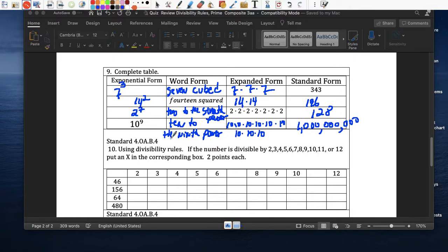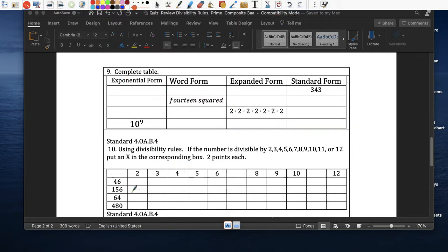Bottom one, again, I don't know if I'm going to let you use a calculator here because I'd like you to memorize or to learn those divisibility rules that we learned. Is a number divisible by 2? How do we know? If it's even, so is 46 even? Yes. I'm going to just write a check. Put an X here. It's even. It's divisible by 2. 156 is even. 64 is even. And 480 is even. So all these numbers are divisible by 2.